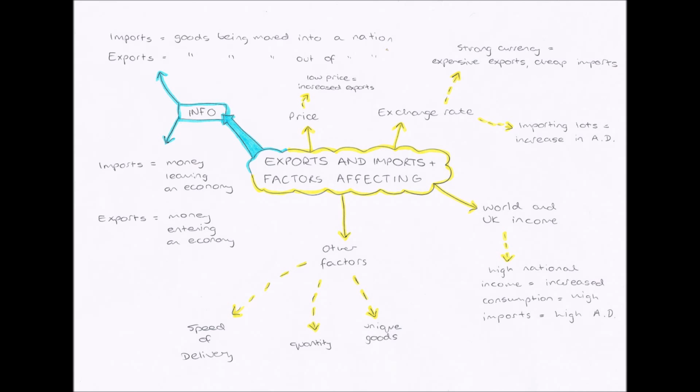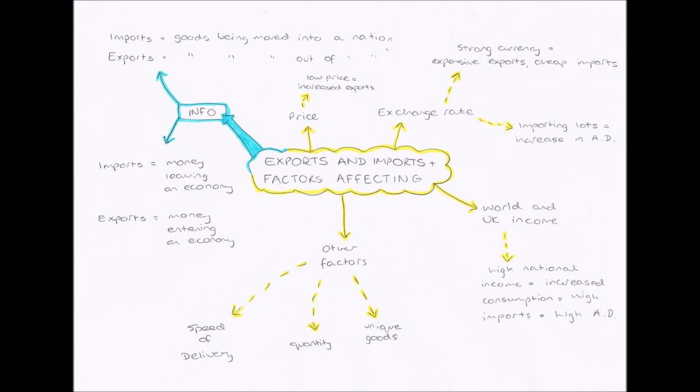Next we have the exchange rate. I'd advise you to watch our video on exchange rates because it explains this quite well. If we have a strong currency, this means our currency is worth more, it has increased in value. So it is expensive for other countries to buy our goods because the currency is more valuable. Therefore exports will be low.